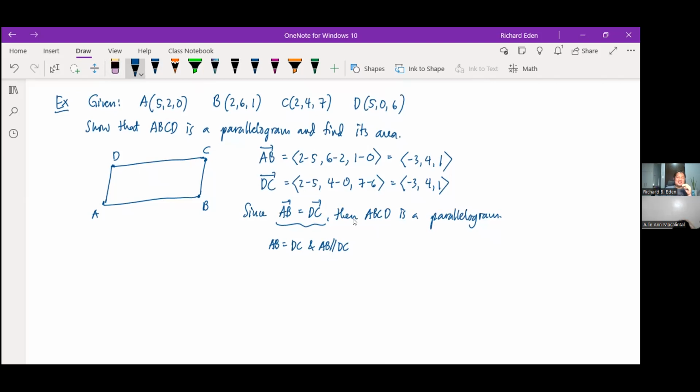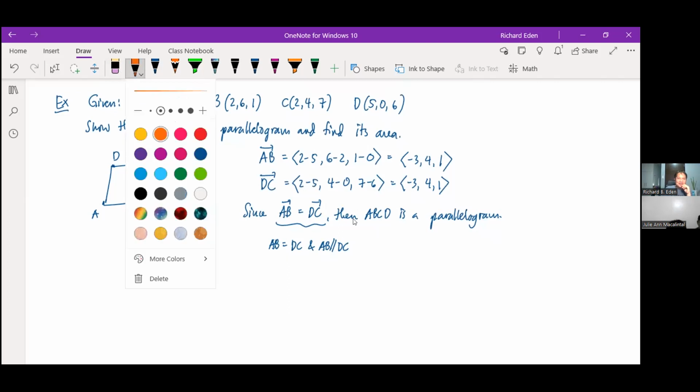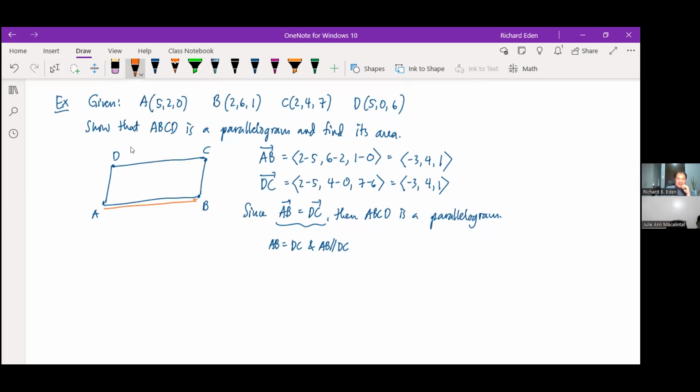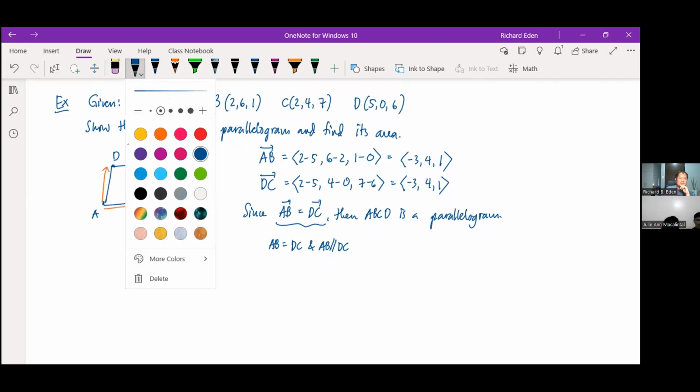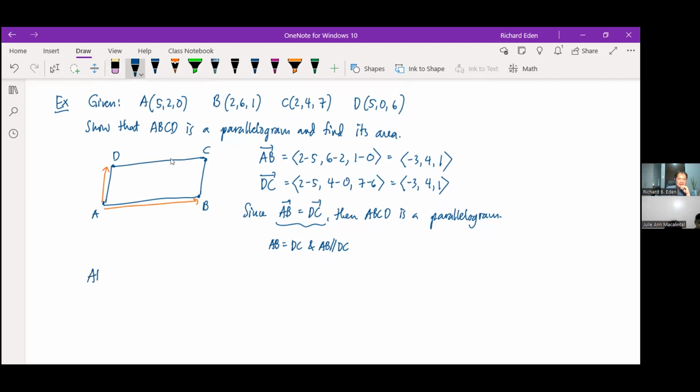And then for the area, since we already have the vector AB, kailangan na lang natin ng vector AD. Okay, vector AD would then be, so starting from A, going to D, so 5, 0, 6, and then 5, 2, 0, so 5 minus 5, 0 minus 2, 6 minus 0. This is 0, negative 2, and 6.